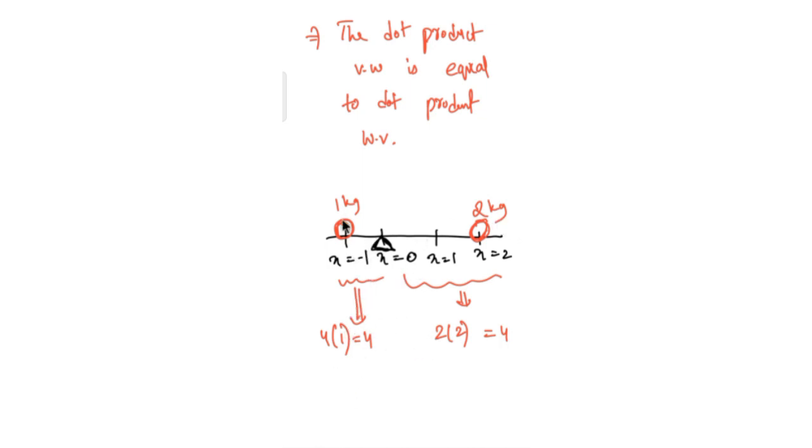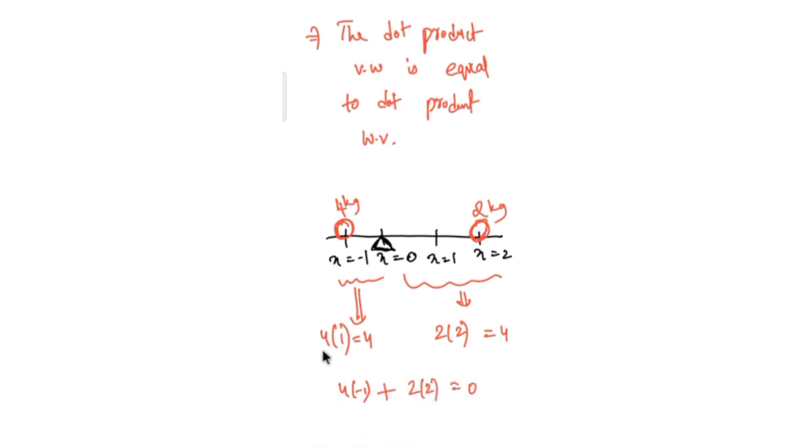So this is basically nothing but 4 into -1, because we are having it to the left of x equal to 0, like the left of the origin. So 4 into -1, so this is 4 kg, okay, 4 into -1 plus 2 into 2, which is equal to 0.